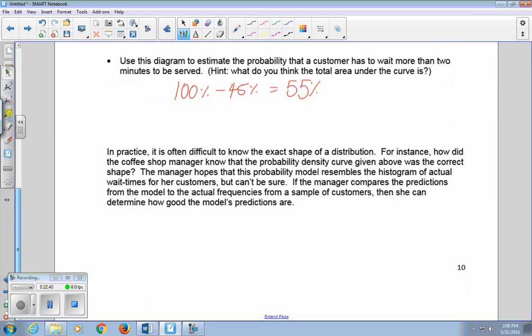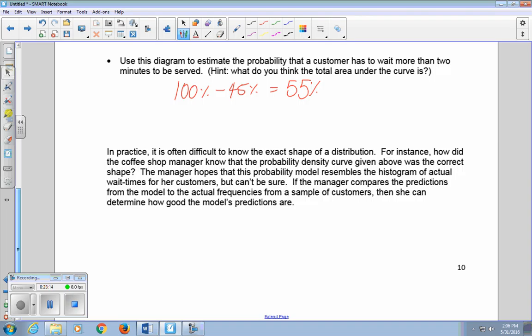In practice, it is often difficult to know the exact shape of a distribution. For instance, how did the coffee shop manager know that the probability density curve given above was the correct shape? The manager hopes that the probability model resembles the histogram of actual wait times for her customers, but can't be sure. If the manager compares the predictions from the model to the actual frequencies from a sample of customers, then she can determine how good the model's predictions are.